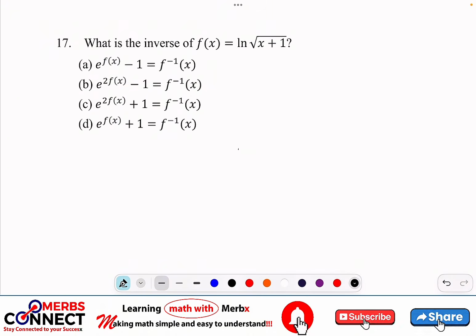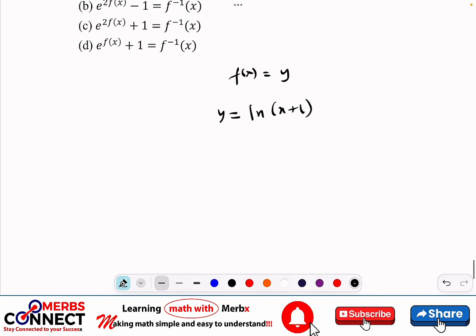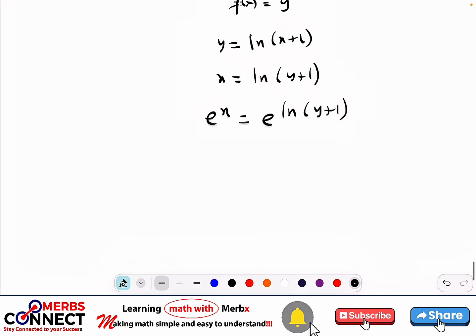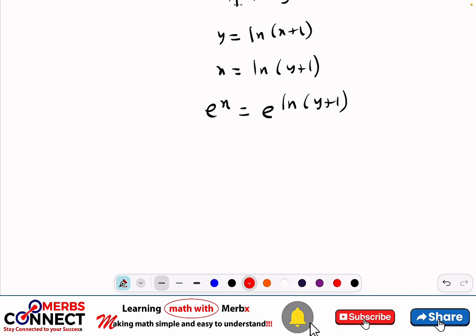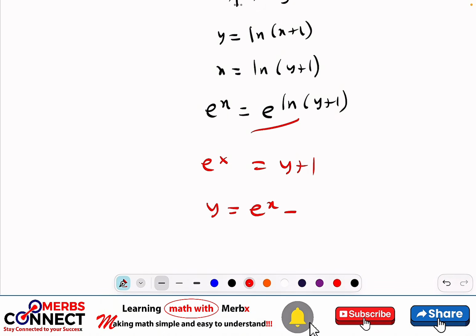We want to find the inverse. Let's assume that f of x is equal to y. So y is equal to natural log of x plus 1. We can interchange x and y and have x equal to natural log of y plus 1. I want to make y the subject. So since we have the natural log here, we need to take the exponential function. So let's do that. e to the power x equals e to the power of natural log of y plus 1. And because of this, the right side is going to be y plus 1. And then y will be equal to e to the power x minus 1.